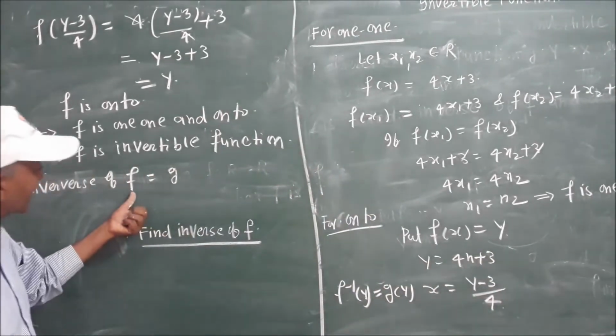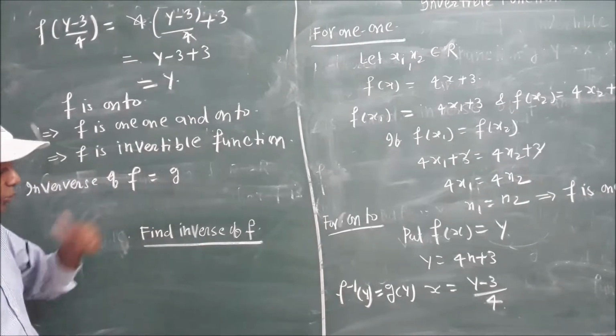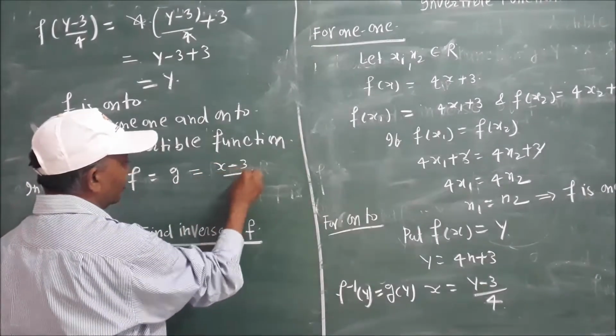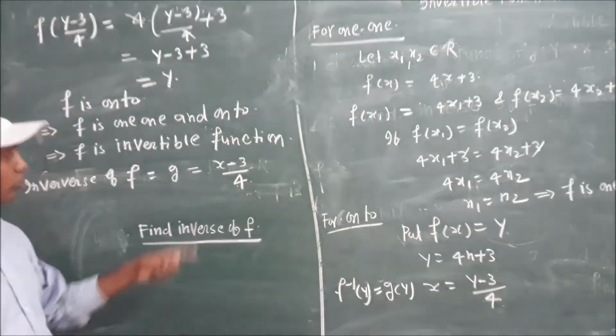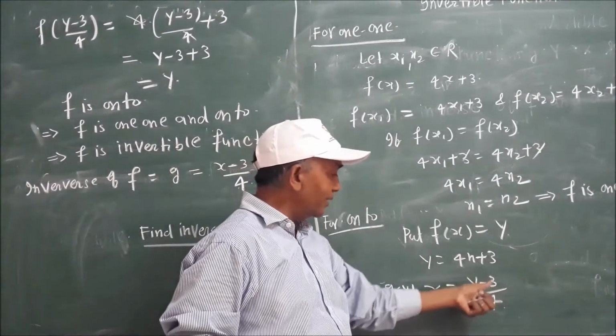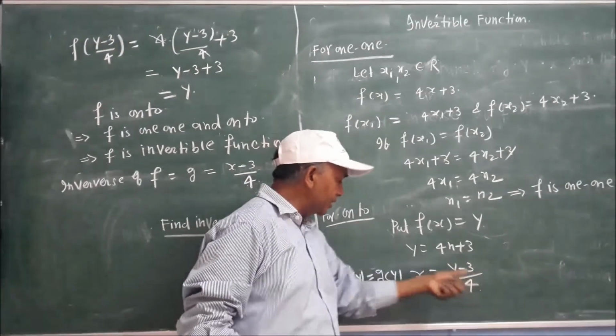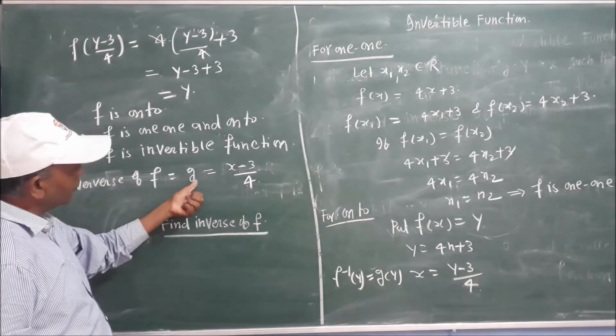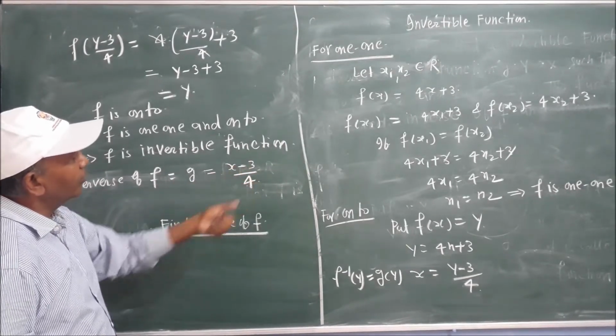But here, since the answer is asked in the form of f, if we write it in the form of x, this will equal x minus 3 upon 4. Write x in place of y, so it becomes x minus 3 upon 4. So our question is to find the inverse of f. So the inverse of f is equal to x minus 3 upon 4.